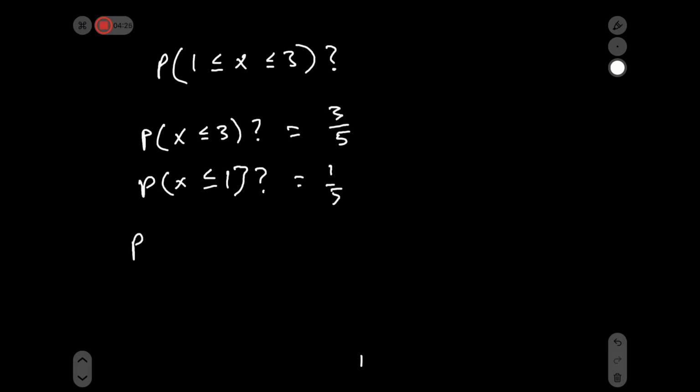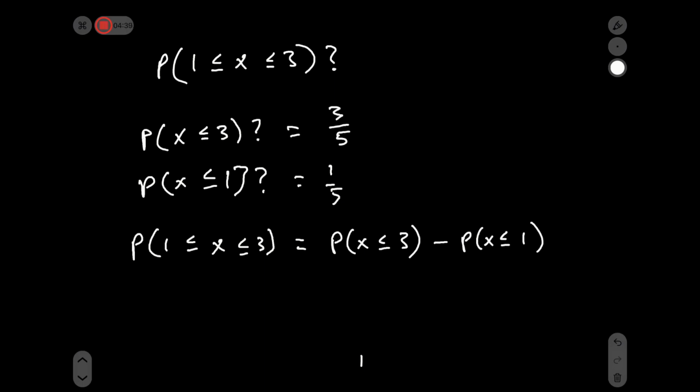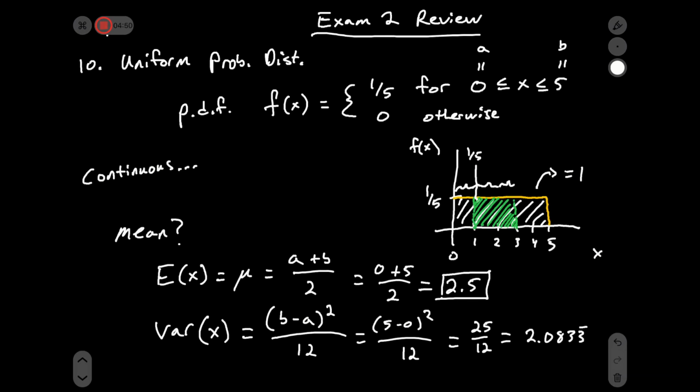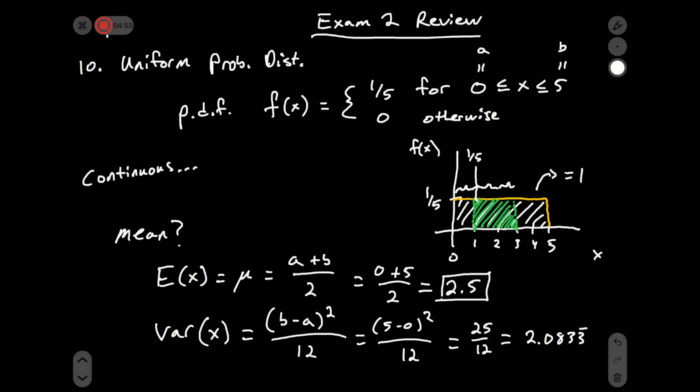The probability that x is between 1 and 3 inclusive equals the probability that x is less than or equal to 3, minus the probability that x is less than or equal to 1. And this is 3/5 minus 1/5 is 2/5, or 0.4. And this makes sense as this area here represents 2/5 of this total area in the yellow box.